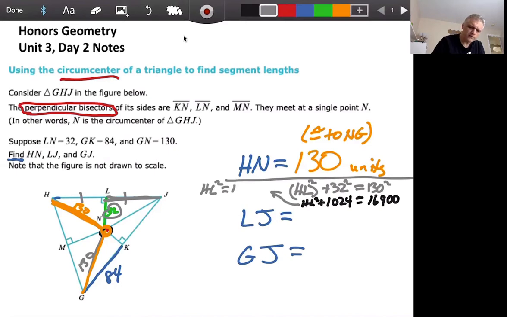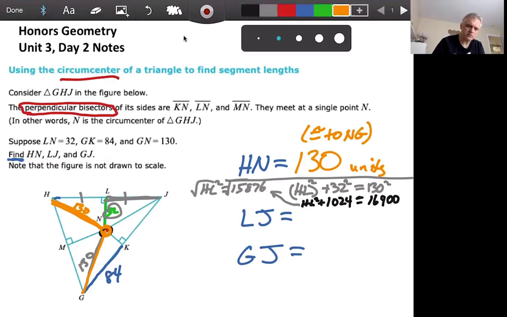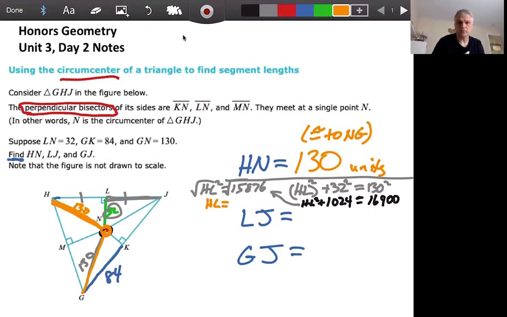So it'll be 15,000, and then 24 from 900 would be 876. And then we are going to take the square root of both sides, and we'll find out that HL is equal to, take square root, and oh yeah, 15,876 actually is a perfect square, which is kind of nice because when you hit the square root button, you get 126 units.